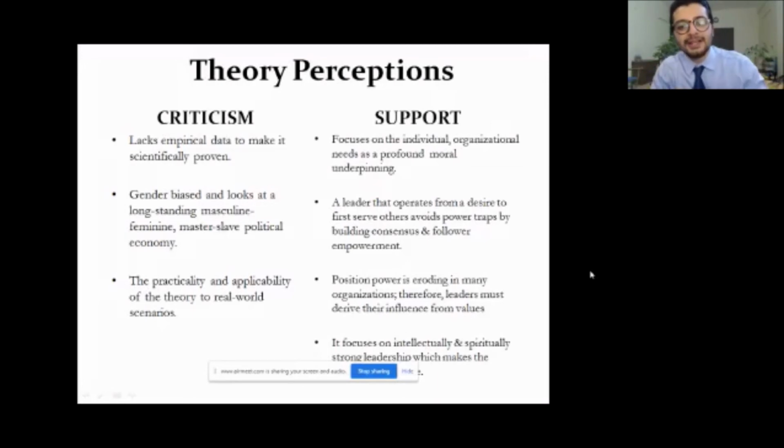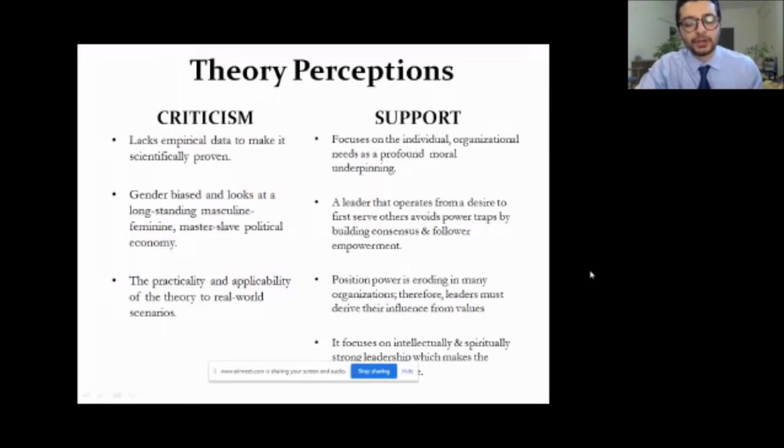The second is that a leader who operates from a desire to first serve others avoids power traps by building consensus and follower empowerment. Specifically for a young leader, a young person who's going to have a credible position in an organization, you have a very tough situation. I agree because I have been there too. You're going to have tremendous amounts of criticism, either directly or indirectly. People backbiting about you, saying this person does not even have basic experience in this field, how are they going to do it? But when you develop consensus and involve everybody in your decision making, that's when you change the perspective that this person has the capacity to even talk to us about this. And after looking at everything, he is giving a decision that has involved everybody's suggestions.